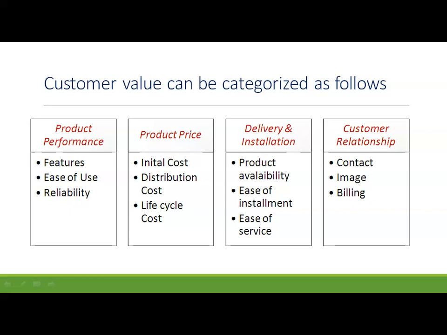The third customer value parameter is delivery and installation. So availability of the product, ease of installation of the product or service, and ease of service are part of delivery and installation. Mostly, delivery and installation deals with the service factor. And the last customer value category is customer relationship. So what is the image of the particular brand in the customer's mind, the billing process, whether it is easy or not, and the point of contact to the company. That constitutes customer relationship. So this is about customer value.